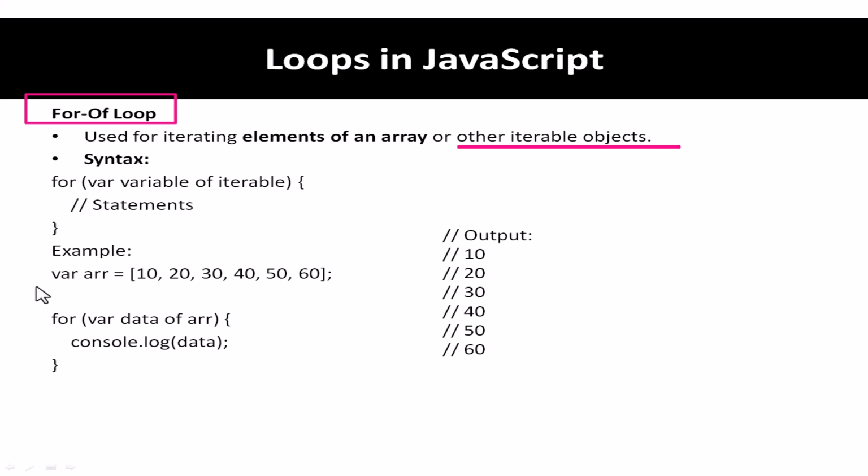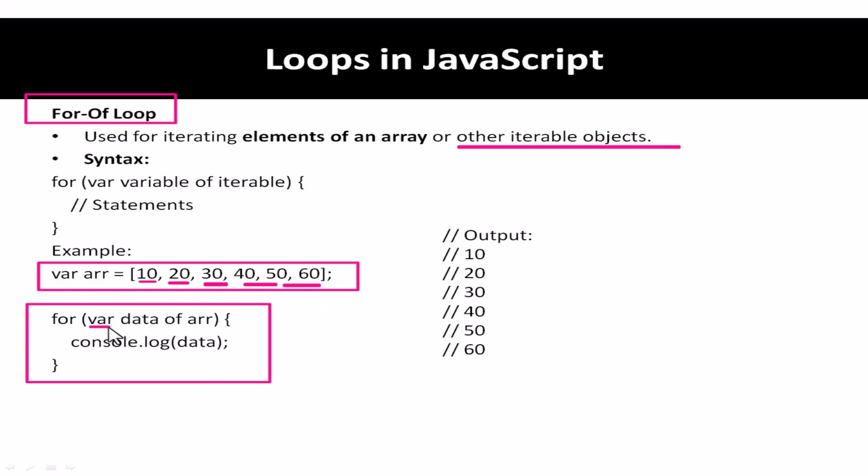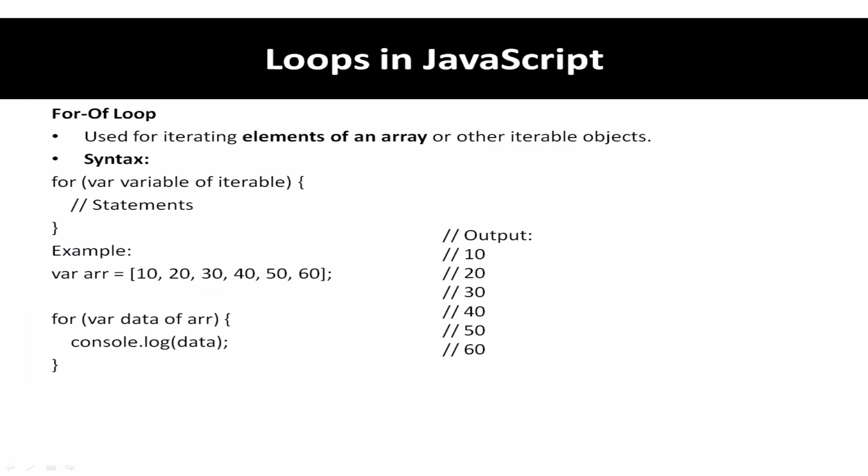Now the variable array has different items: 10, 20, 30, 40, 50 and 60. Inside the for loop, data is an identifier which is going to represent the items of the array. The name of the array is ARR. So it is going to do console.log data. The data is an identifier which will print all the values inside the array: 10, 20, 30, 40, 50, 60. Now all the items in the array have been printed on the screen.